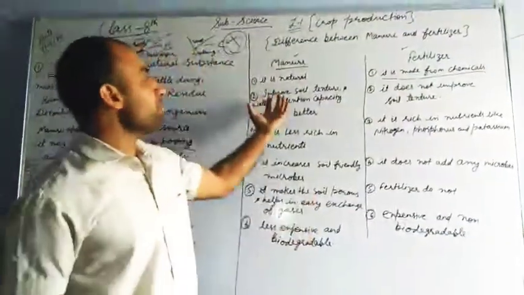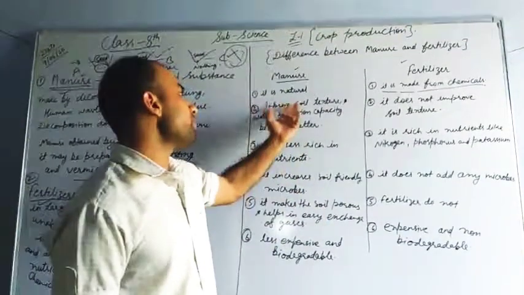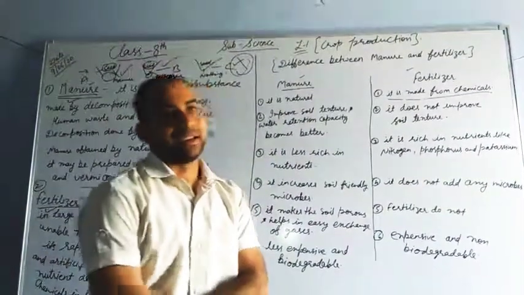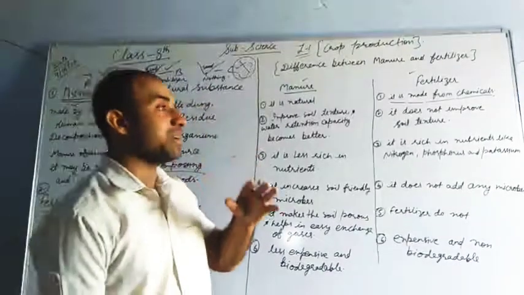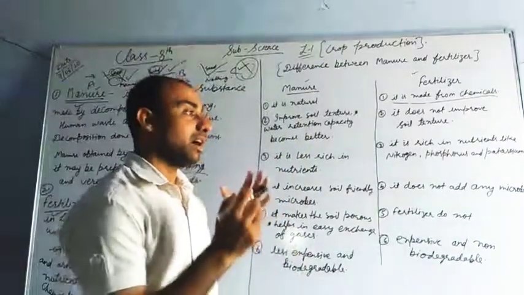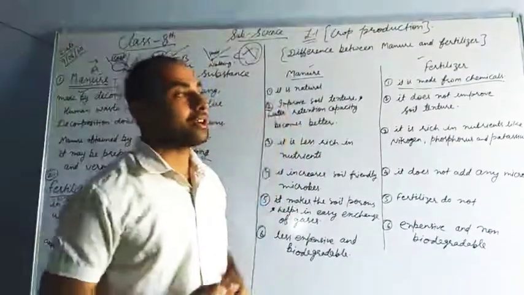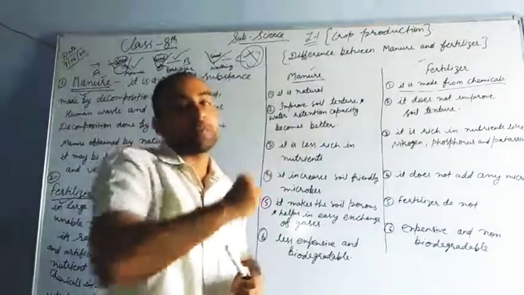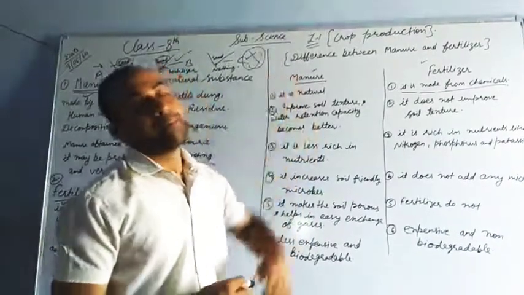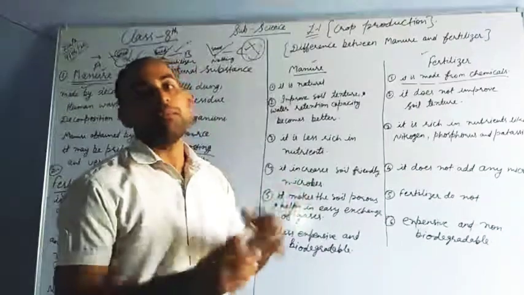Second thing, it improves soil texture. We are talking here about manure. It improves soil texture and water retention capacity becomes better. It means it improves the quality of the soil, and also the leveling of the soil, and it also increases the water absorbing capacity of the soil. The soil which is getting manure will absorb more water.